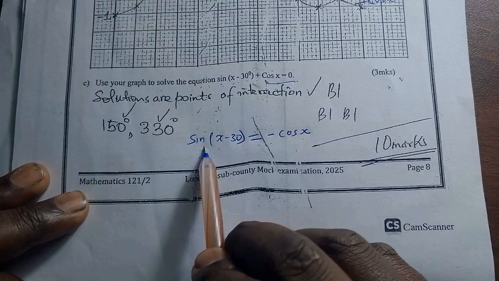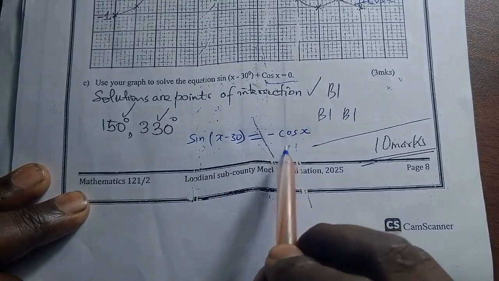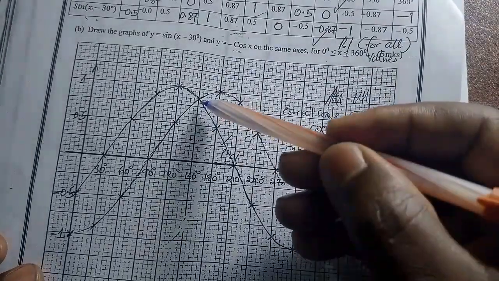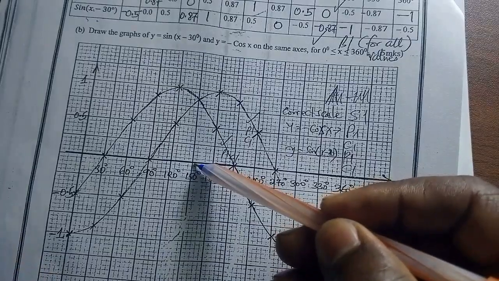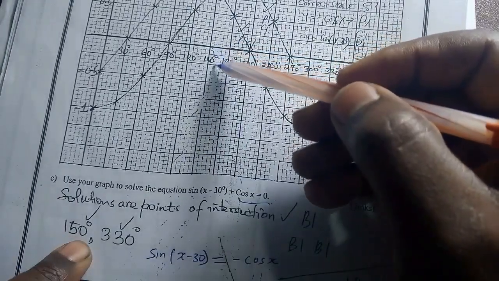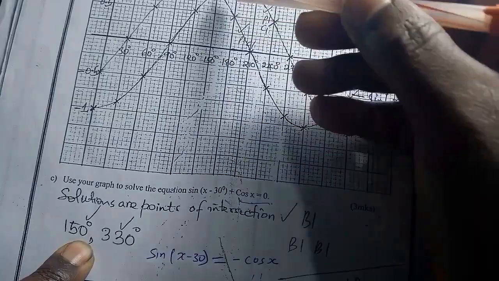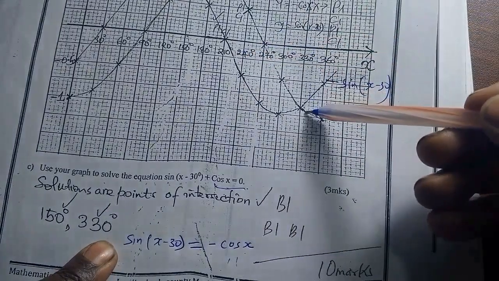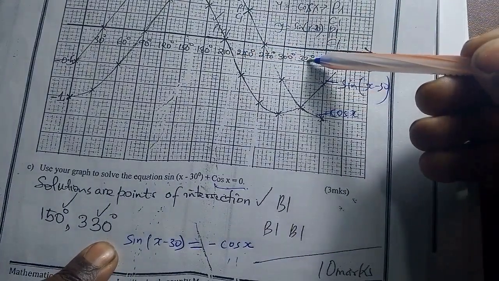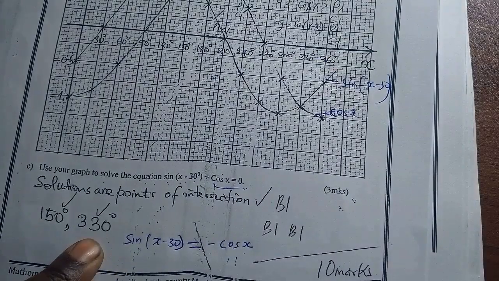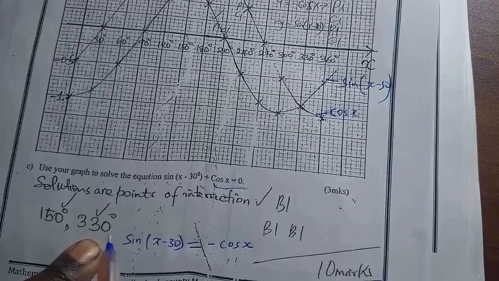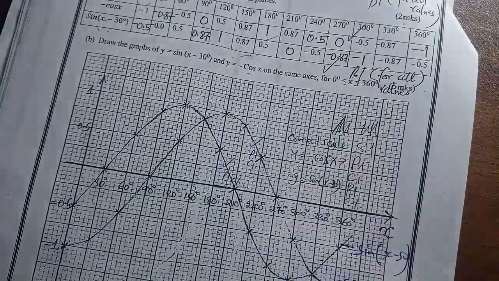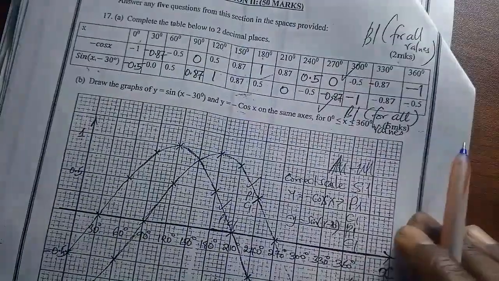these are equal. Equal means where they meet. So these two graphs are meeting at this point, which you read here as 150. They are meeting when x is 150, and also when x is 330. Those are the things you simply need to write and get 3 marks free of charge. So trigonometry, a must, is here. Look at that carefully.